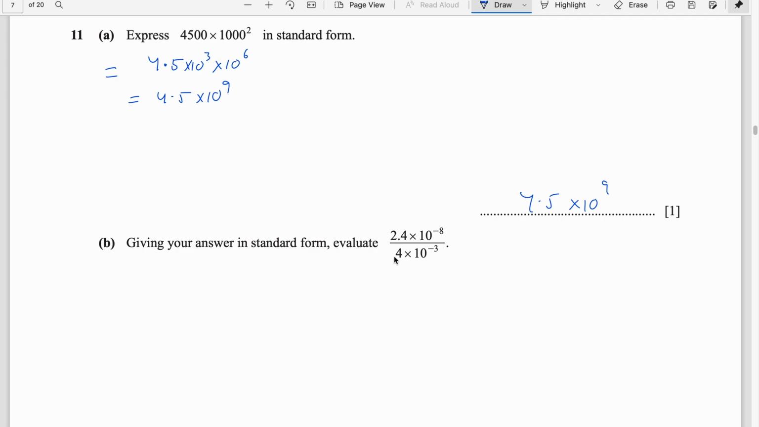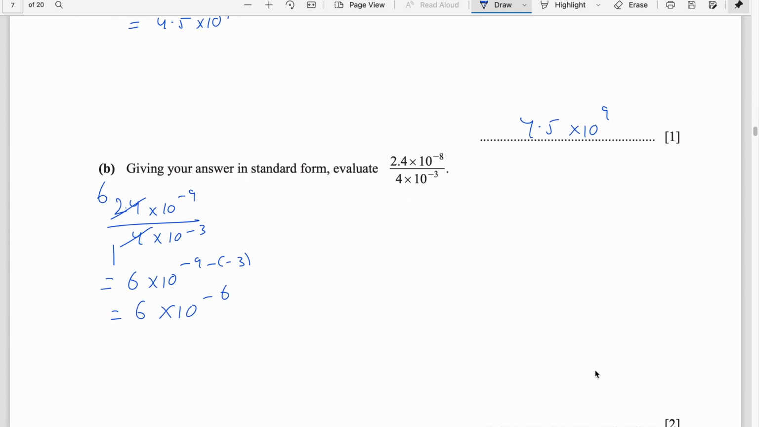Giving your answer in standard form, evaluate this. Okay, I'm going to make this 2.4 as 24. You increased this value, so you'll decrease on the other side. Divided by 4 times 10 raised to power minus 3. So 4 one time, 4 six times. And bases same, dividing, you subtract the powers. So into 10 raised to power minus 9 minus 3. 6 into 10 raised to power minus 6.